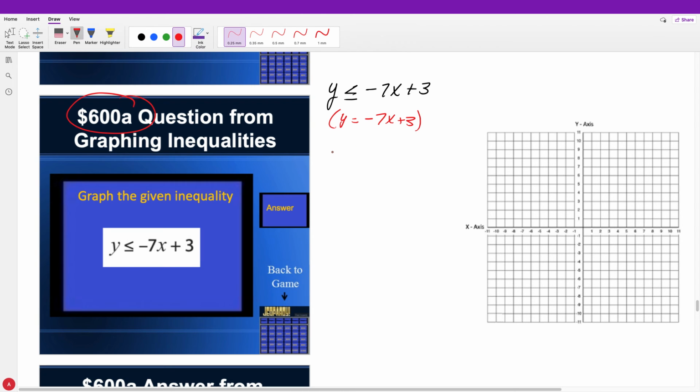The first thing we need to do is graph our y-intercept, which is our b. Our b is our constant, it's being added or subtracted, so it's 3 in this case. That generates an ordered pair of 0, 3. So I can plot that here.